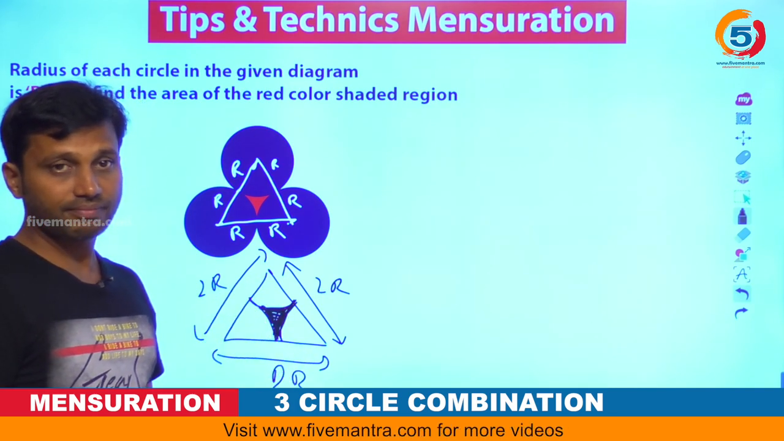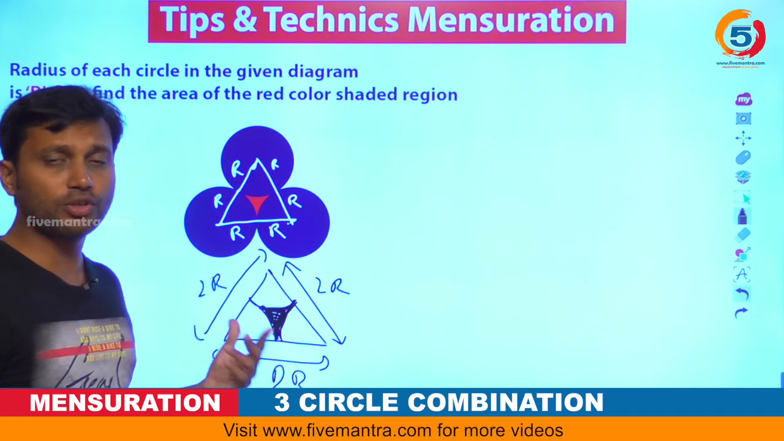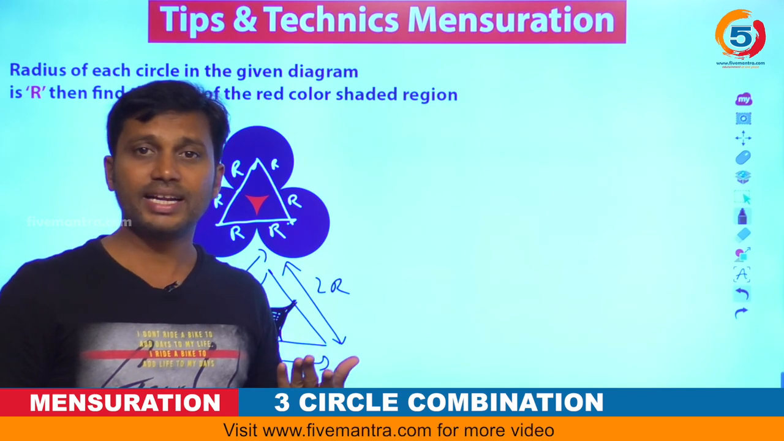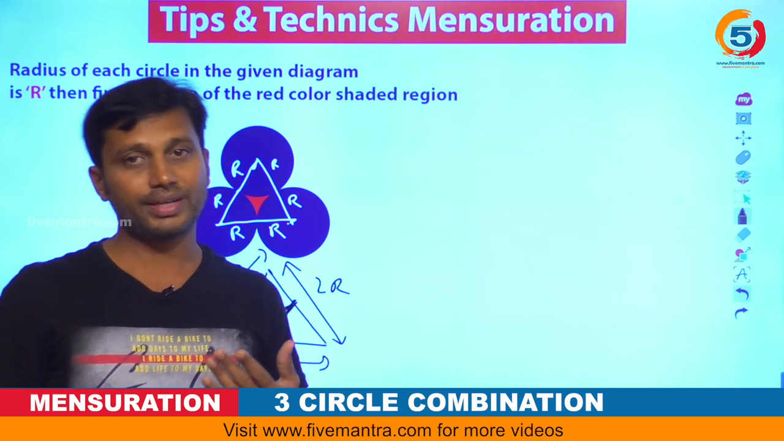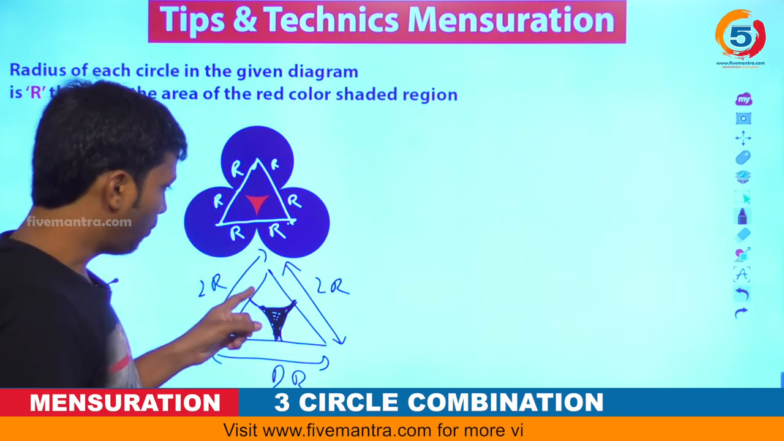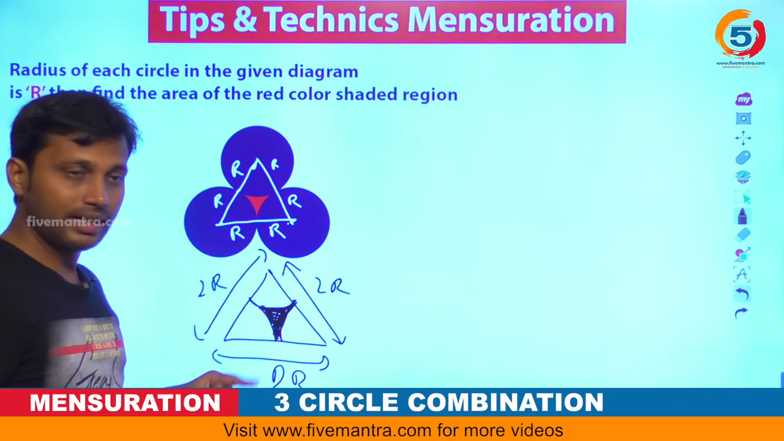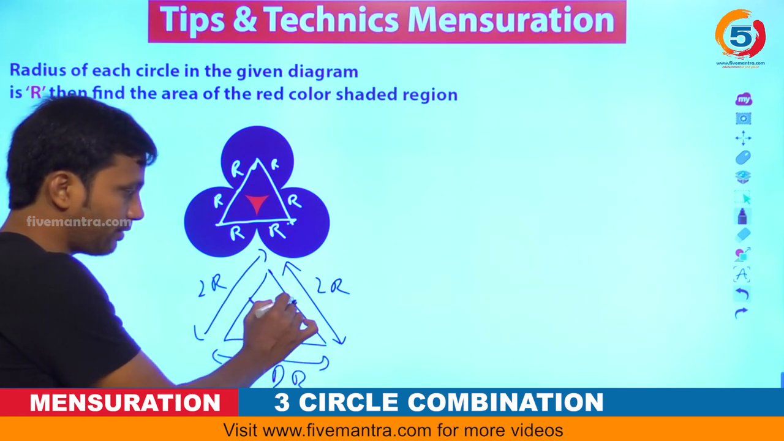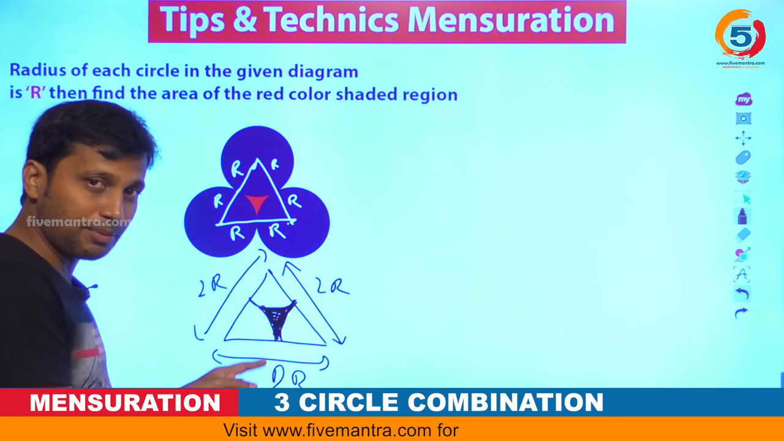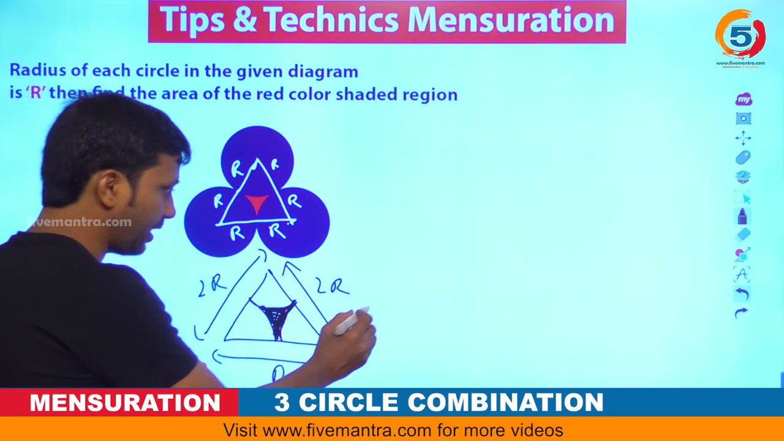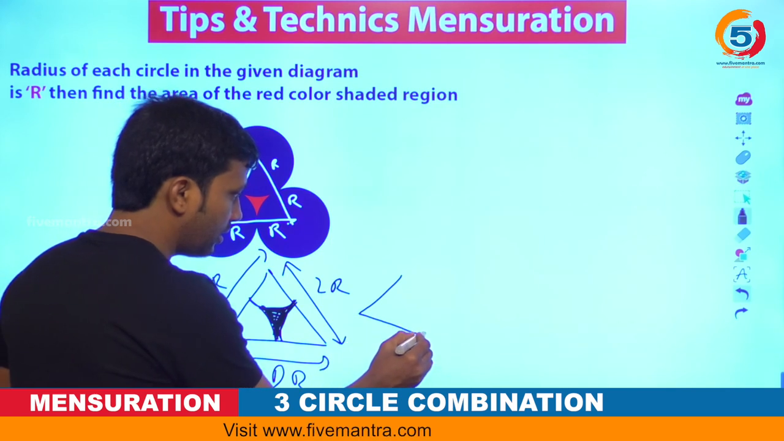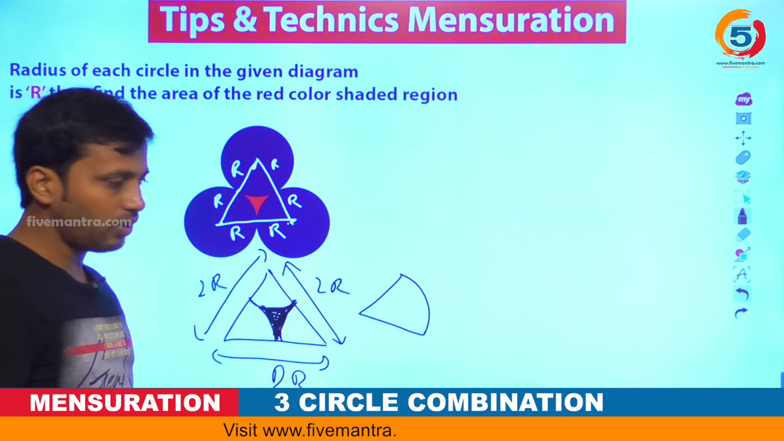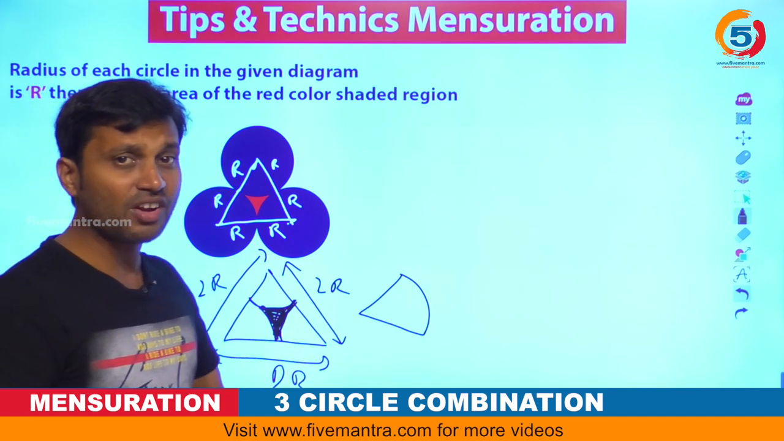We can find the triangle area because we know the formula for the area of an equilateral triangle, that is √3/4 a². But here, what are the next shapes? Let me draw one of these. See, this is one of them, this is one of them, this is one of them. What does this shape represent? Let us separate this and I'll draw it. Does it look like this or not? That's it. See, what is that shape? Is it a sector or not?